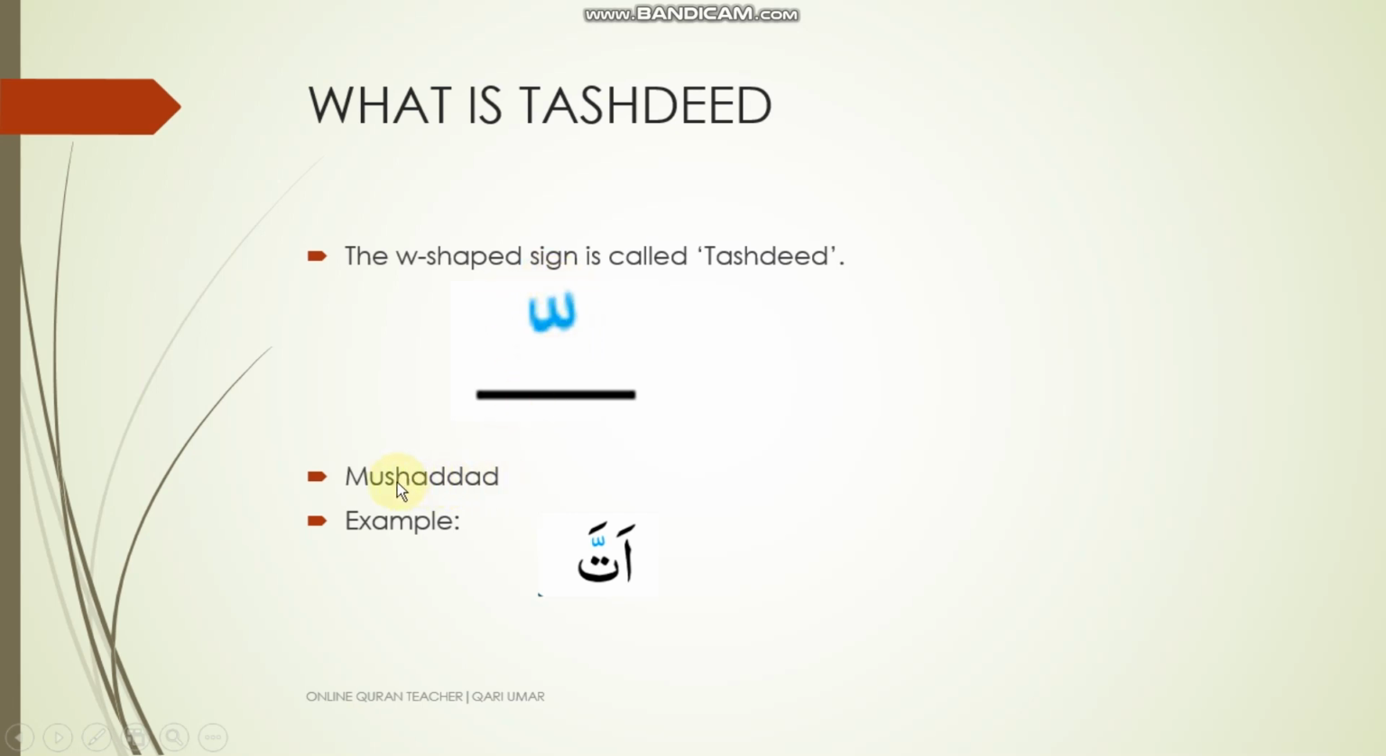First, you should know a basic word. What is Mushaddad? A letter containing this sign, that is Tashdeed, is called a Mushaddad letter. Right now this sign is present on the letter Ta. So this Ta letter is called a Mushaddad letter. So there is a rule regarding the pronunciation of this Mushaddad letter. Let us learn.